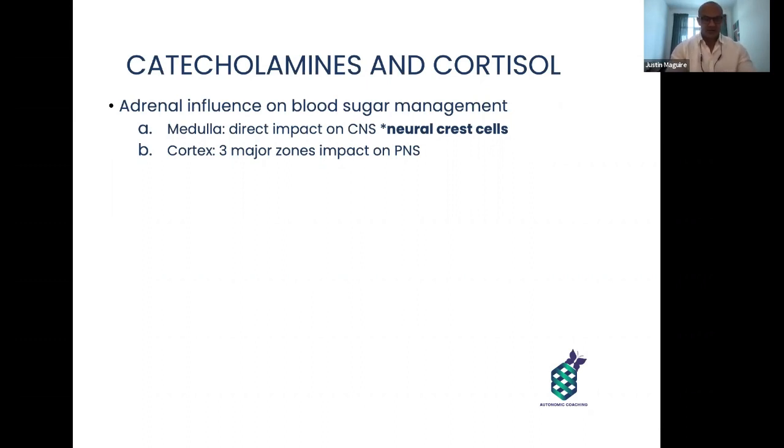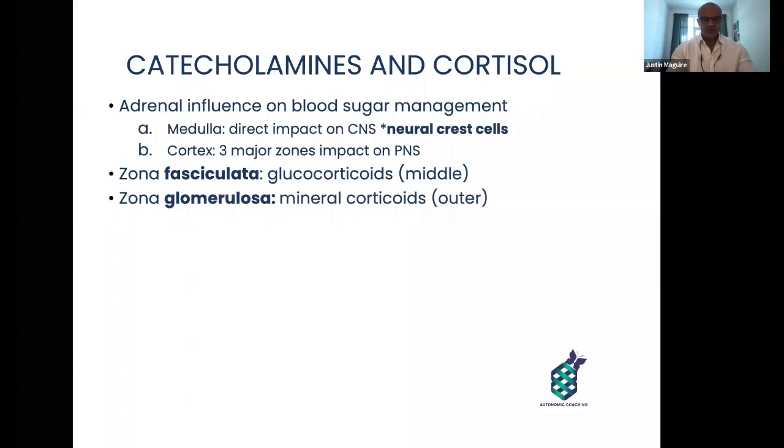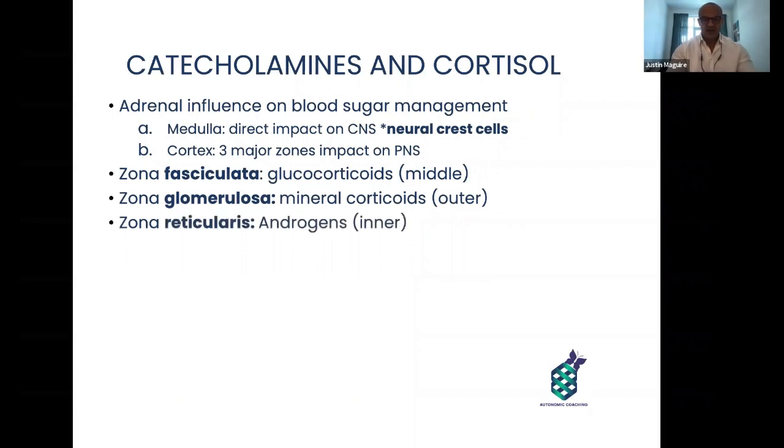The next part of the adrenals, the cortex: there are three major zones that impact the peripheral nervous system. Okay, the zona fasciculata, as I mentioned before, produces glucocorticoids or otherwise cortisol, and is contained in the middle component of the adrenal gland. The zona glomerulosa is where the aldosterone or mineralocorticoids are released. This helps to regulate osmotic balance in the body. And the zona reticularis, where androgens such as DHEA as well as testosterone are produced in smaller quantities. Predominantly it is the site where DHEA is produced.